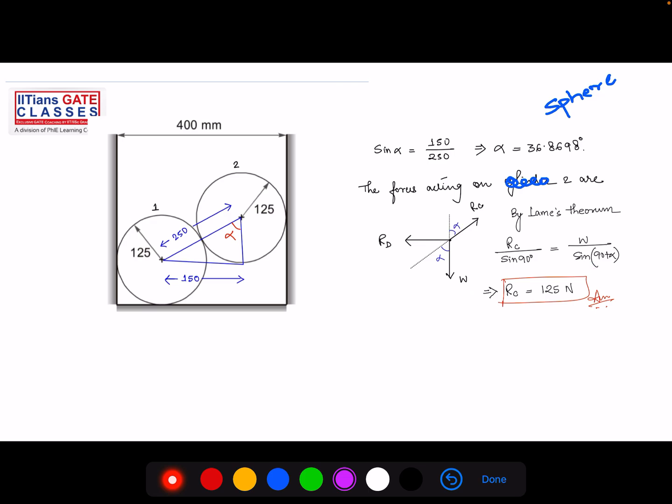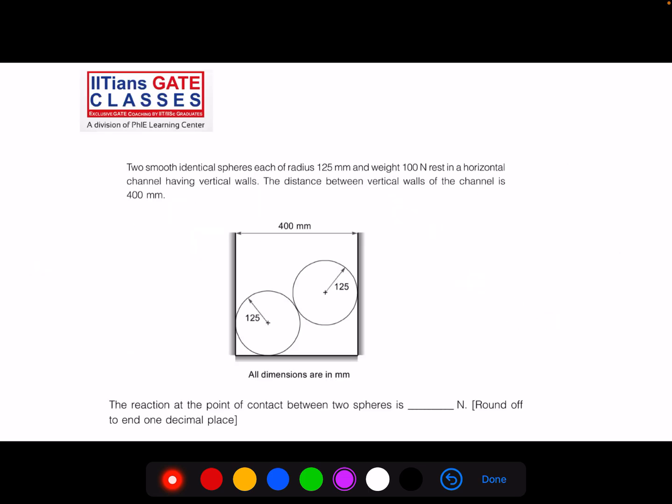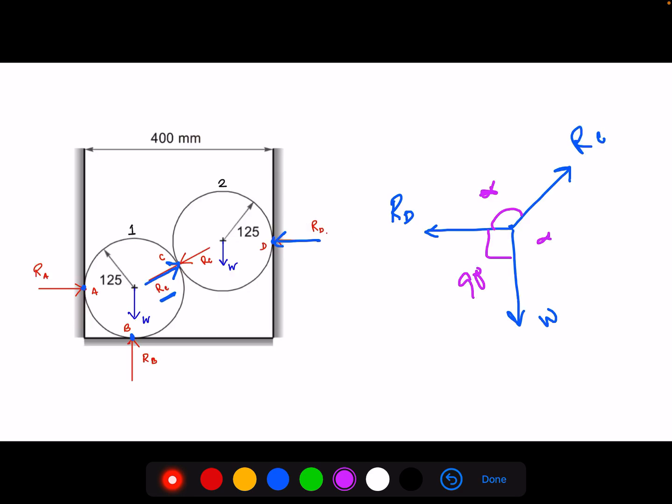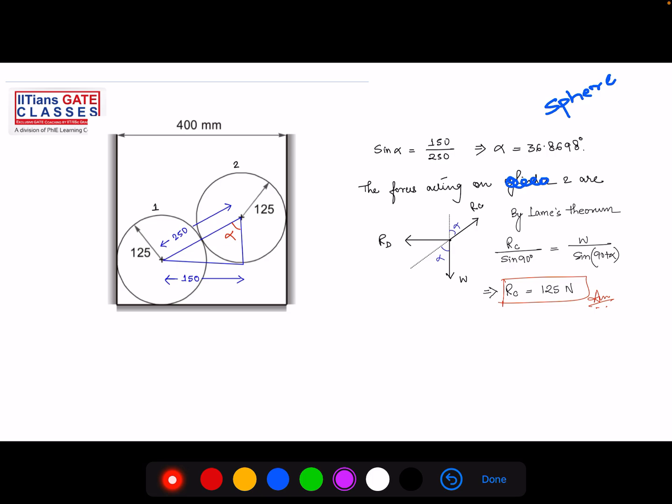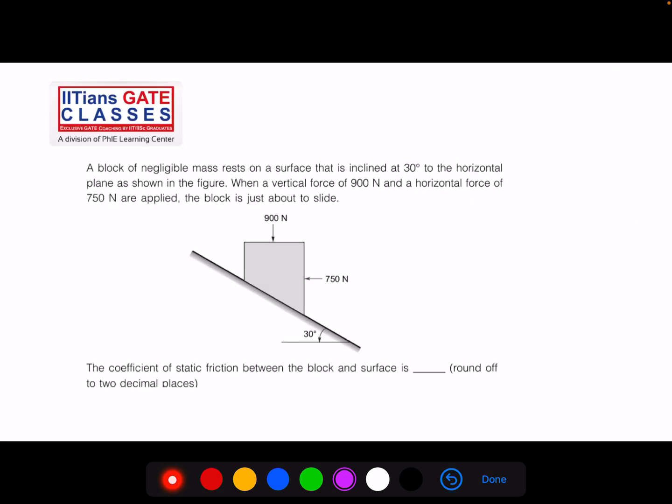The value of W is already given. Let us see what is the value of W. Weight 100 Newton already given. So substitute the value of W as 100 Newton, right? You will get the value of RC as 125 Newton. So the reaction at the point of contact is 125 Newton. I hope it is clear to all of you. Okay, let us move on to the next question.